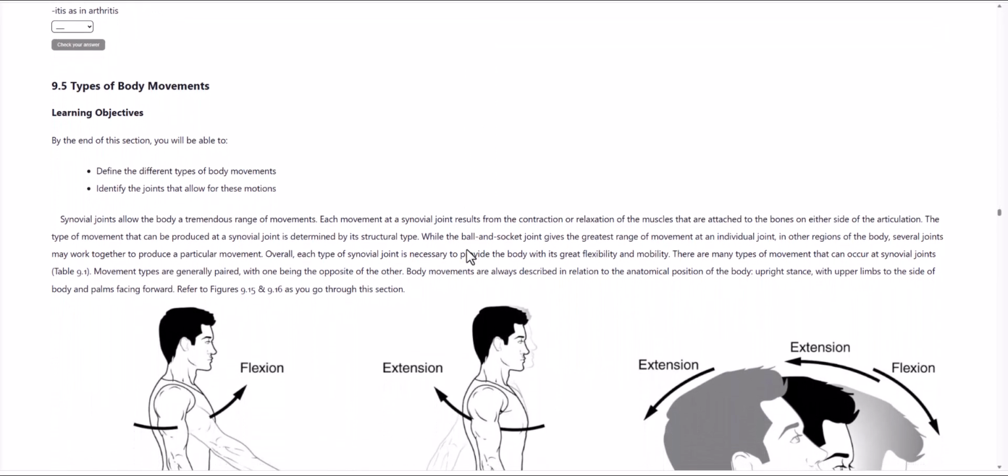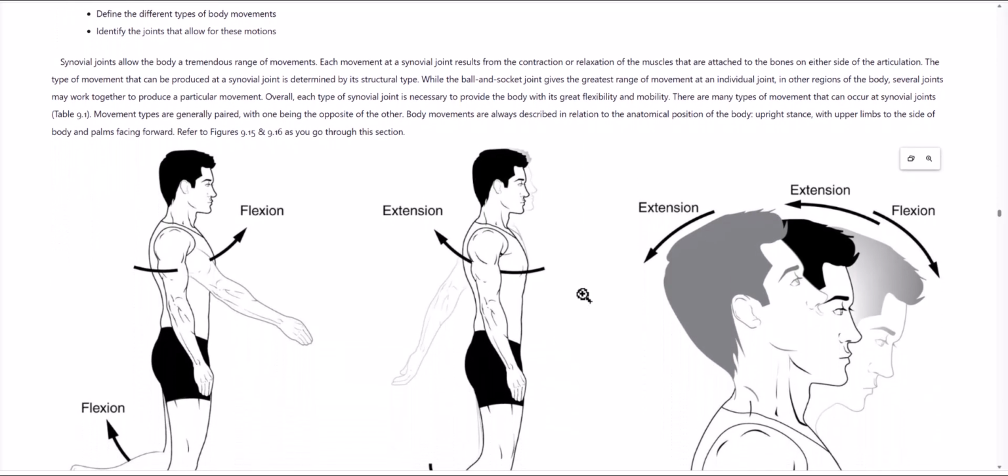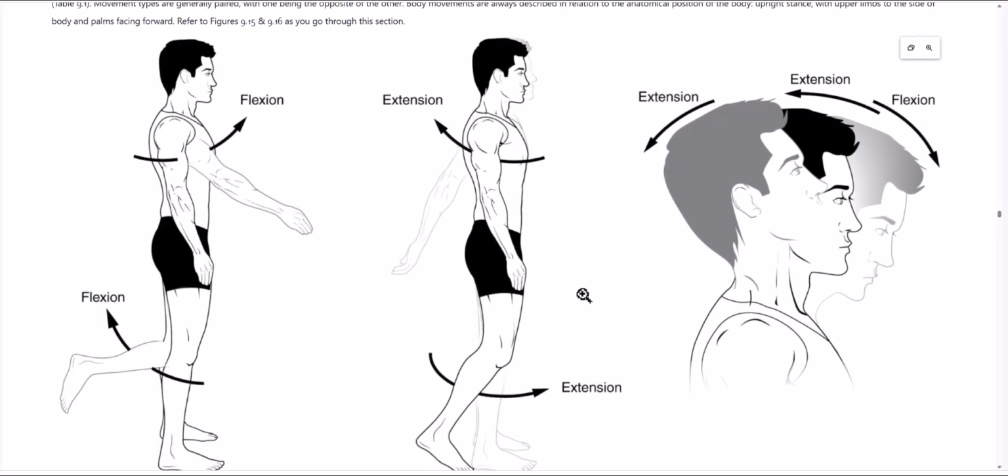Now in lab, as we move into 9.5, you were asked to learn a number of different movements that our skeleton does. These movements are based upon the movement that our synovial joints allow us to do. So we have the ball and socket, we have the pivot joints, we have the hinge joints, and those joints allow our body to make some really cool movements. And so your job now is to understand and learn these different body movements.